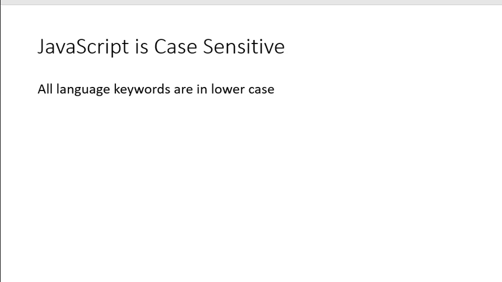One thing you need to remember is that JavaScript is case sensitive. All language keywords are in lowercase letters. However, HTML is not case sensitive. This can be confusing sometimes. Many client-side JavaScript objects and properties have the same names as the HTML tag and attributes they represent.